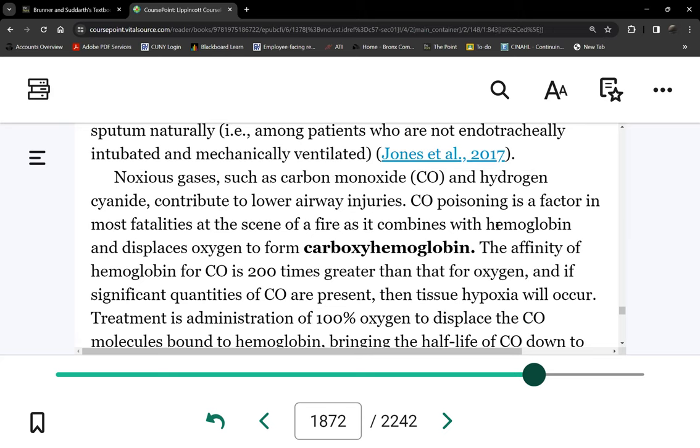Let's stop here for the CO poisoning. What's the difference between CO, oxygen, and CO2? What's the difference between those three gases? Carbon monoxide, oxygen, and carbon dioxide. What's separating those three? Carbon monoxide is CO, one atom each of carbon and oxygen. Oxygen is two atoms of oxygen. CO2 is one carbon, two oxygen. So they're only really separated by one single atom.